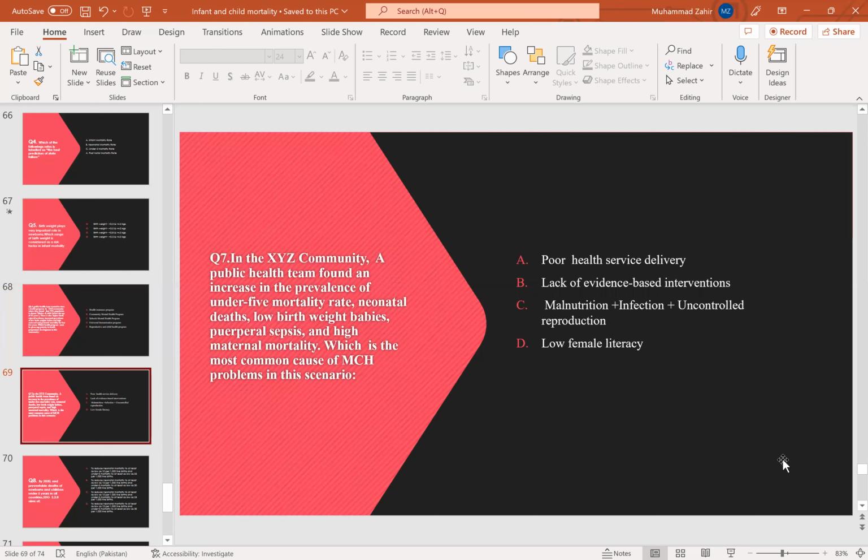In the XYZ community, a public health team found an increase in the prevalence of under 5 mortality rate, neonatal deaths, low birth weight babies, puerperal sepsis, and high maternal mortality. Which is the most common cause of MCH problem in this scenario? Poor health service delivery, lack of evidence-based intervention, malnutrition, infection, and uncontrolled reproduction, or low female literacy. C. Yes, C is the correct answer.